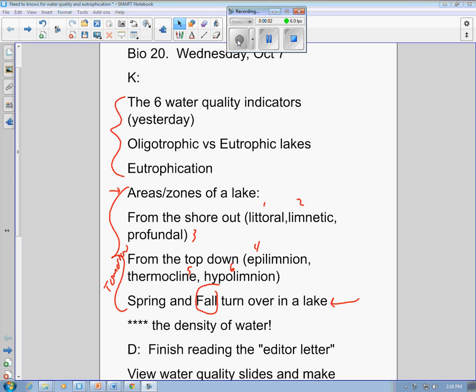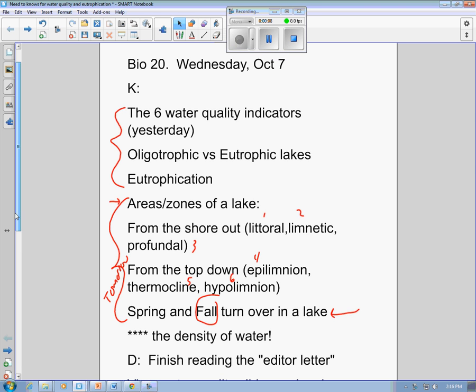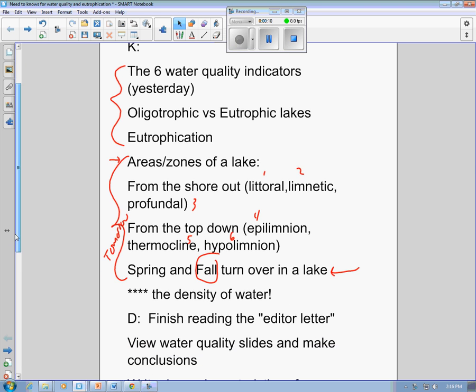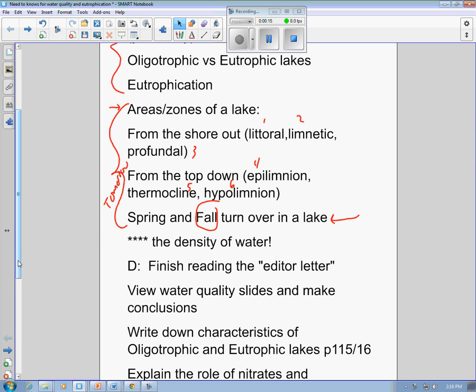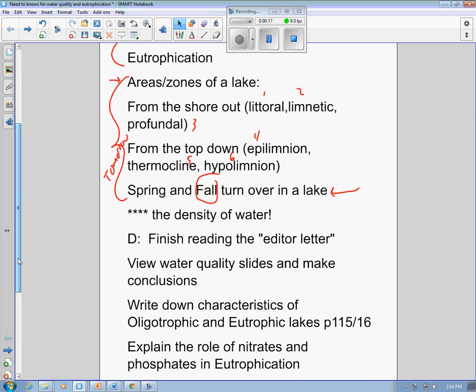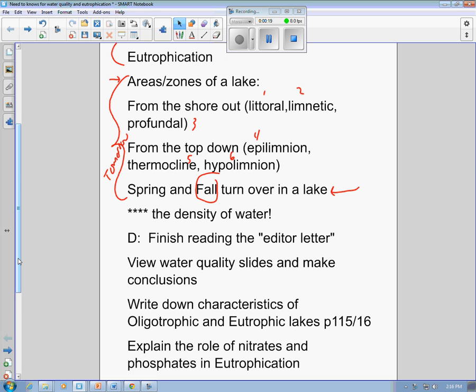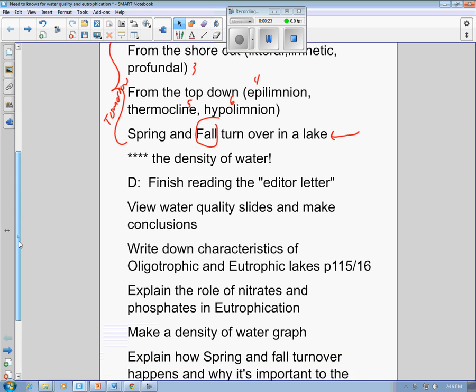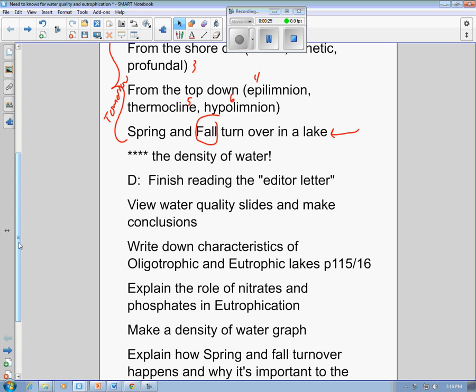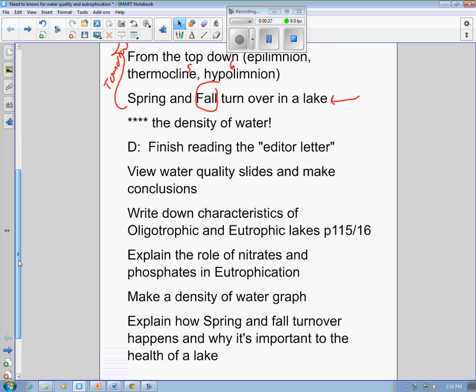So good afternoon. Here you can see the agenda for the class today. This is for Wednesday, October the 7th. We're going to continue to talk about water quality indicators, oligotrophic and eutrophic lakes, and eutrophication, areas of and zones of lakes. So you can see them listed there. There's 6 of them. Spring and fall turnover and that sort of thing will probably be tomorrow's class. So you can kind of see what we're going to be doing.